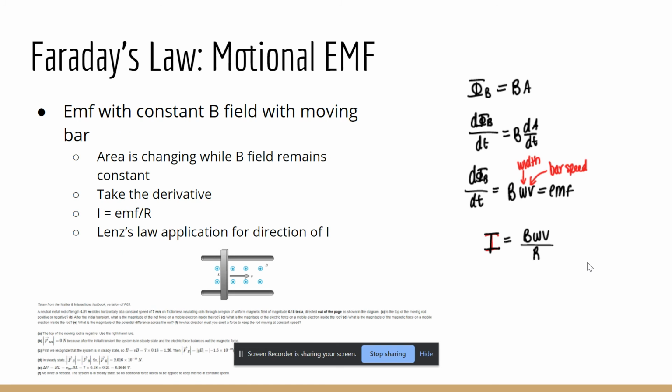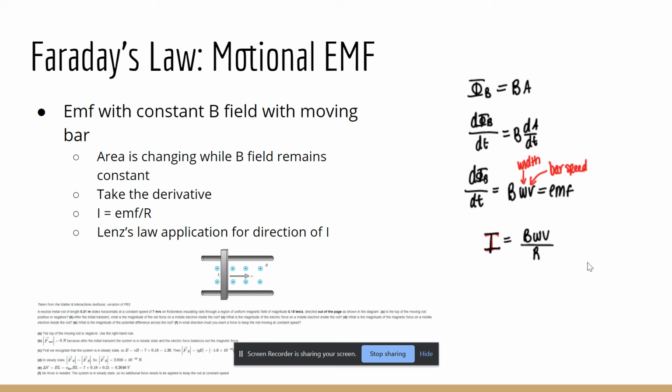And finally, we can use Lenz's law to find the direction of that current. In the case where motion of a bar is involved, we can call this motional EMF, and we can alter the magnetic flux derivative to account for this change in area. This can be done by multiplying the constant B field by the width and the velocity with which the bar is moving.